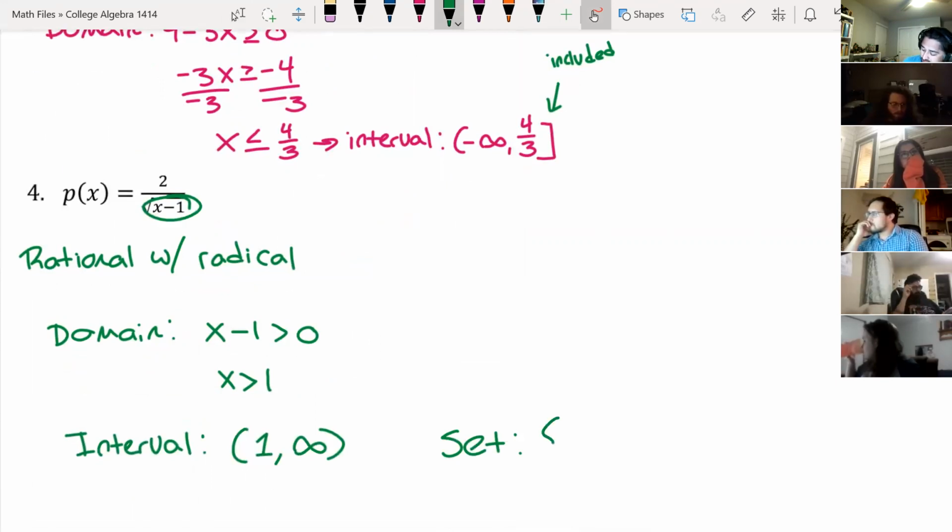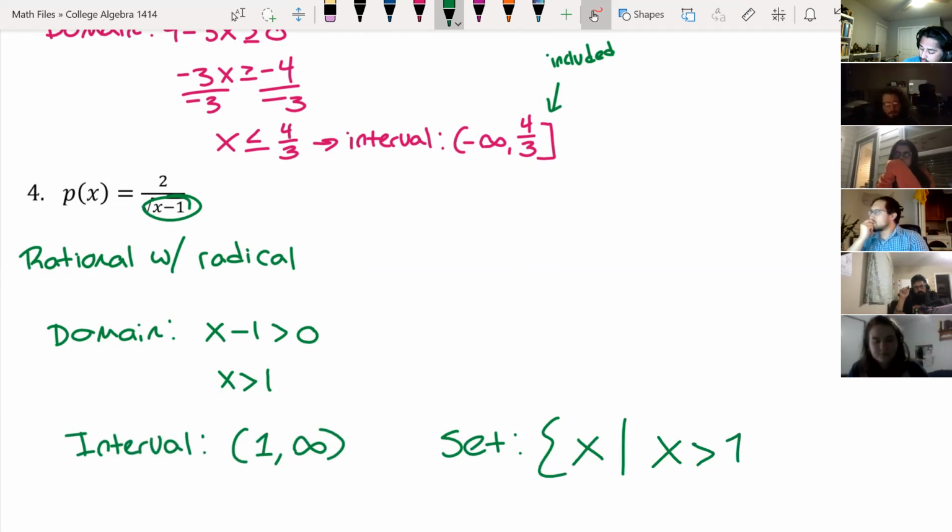So we start with a fancy brace, right? And we say, for all x values such that x is greater than 1. Close fancy brace.